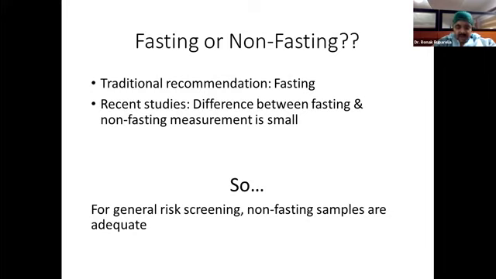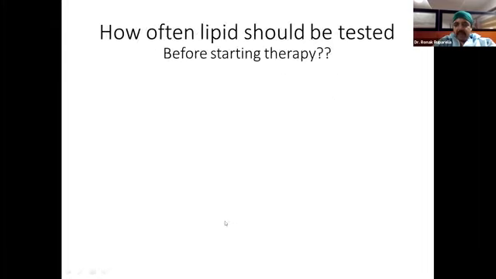Now there are many frequently asked questions in this scenario which I will cover. Should the lipid level be done fasting or non-fasting? The traditional recommendation is fasting lipid level, but a recent study has demonstrated that there is no difference between fasting as well as non-fasting measurement of lipid levels. So for general risk screening, non-fasting samples are adequate.